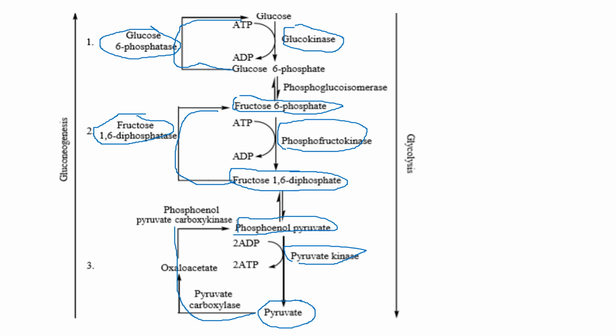this pyruvate to phosphoenolpyruvate is catalyzed by pyruvate carboxylase. Therefore, at these points, these two metabolic pathways use different enzymes. Otherwise, the remaining 7 steps use the same enzymes for both metabolic pathways.